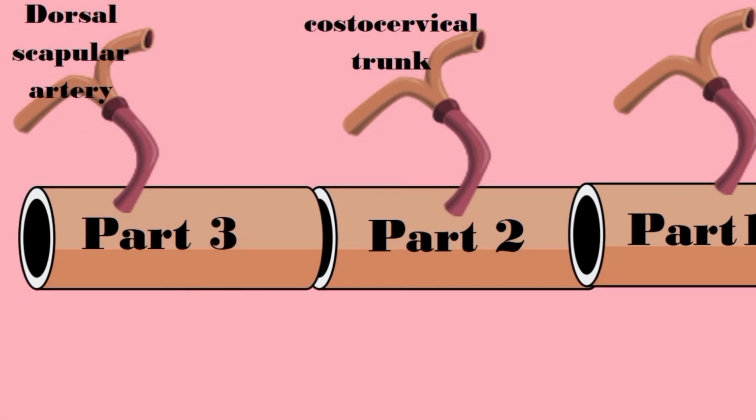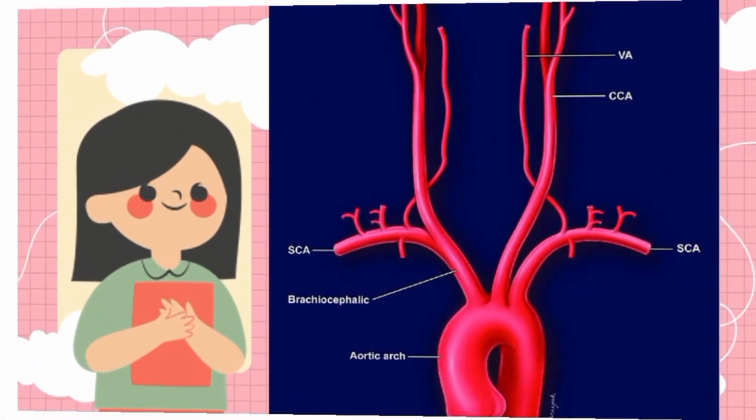Then comes part 2 and part 3. From part 2, costocervical trunk arises, and from part 3, dorsal scapular artery arises.